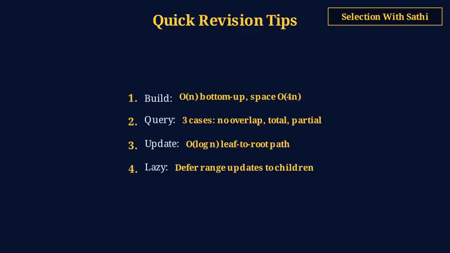Fourth, GATE frequently tests range sum and range minimum queries. Know the 3-case logic by heart. No overlap returns identity, total overlap returns node value, partial overlap recurses both children.